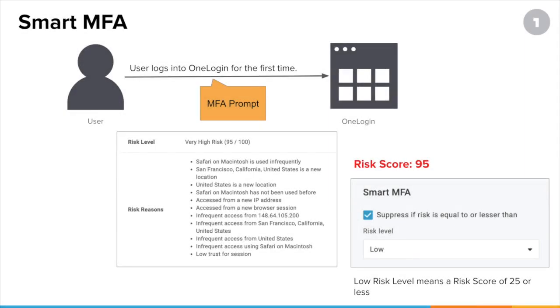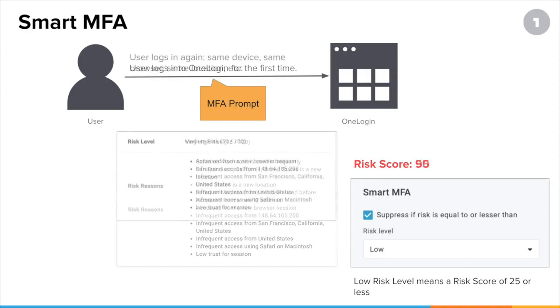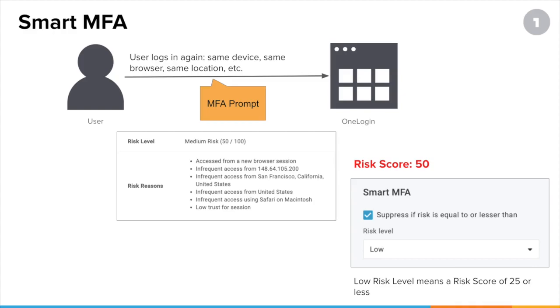So let's replay that risk score flow with Smart MFA enabled. The risk level is set to low, so the flow will change when the risk score is 25 or below. Again, the user logs in for the first time, and the risk score will be high because there's no normal behavior to compare it to. They're prompted for MFA. They log in again and are prompted for MFA, and the score goes down.